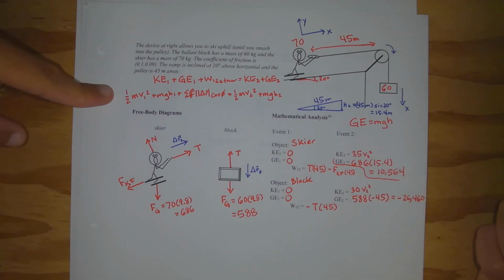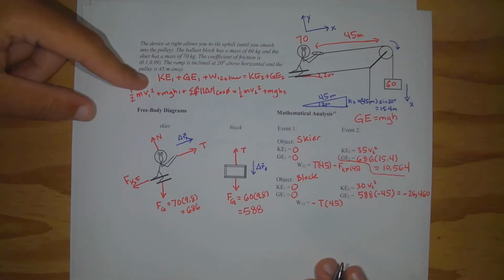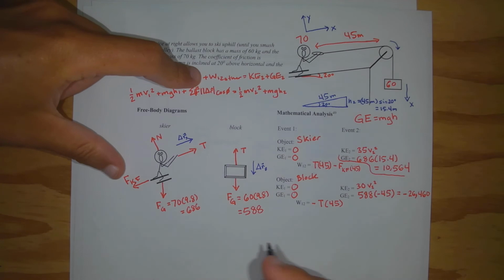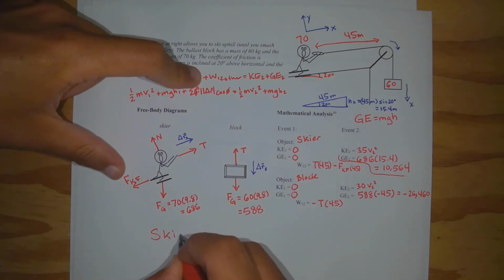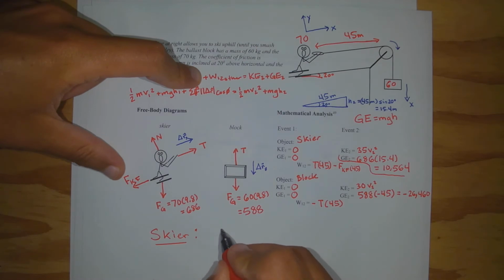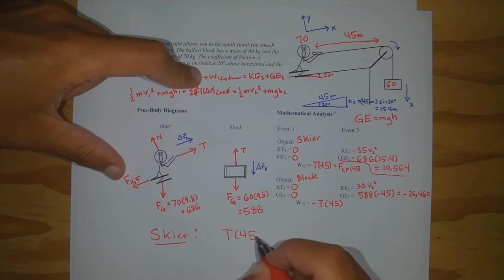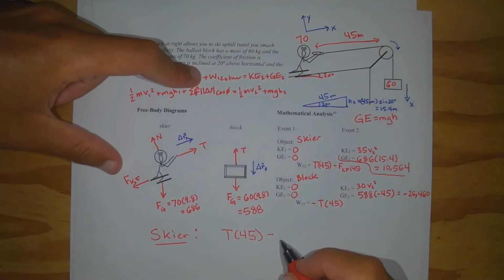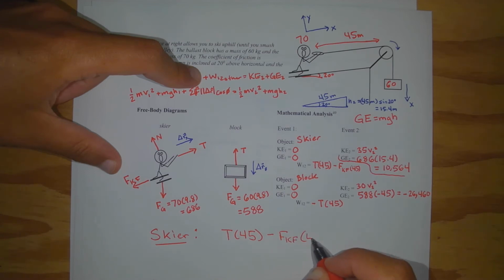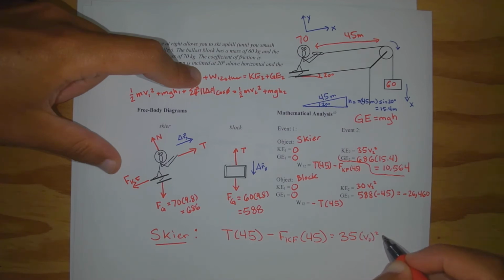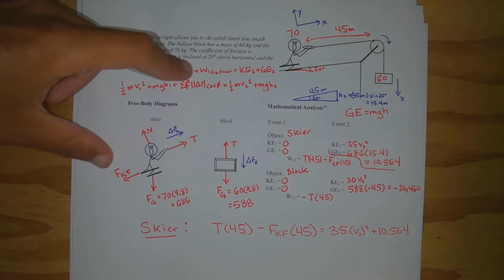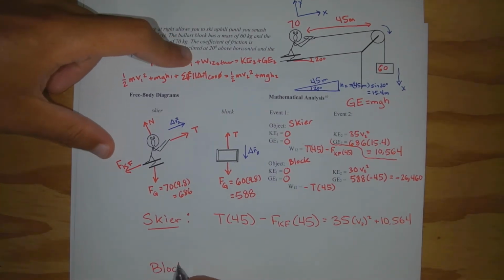Now we're going to do the work-energy relation for the skier and for the block. So I have KE1 for the skier is 0 plus GE1 is 0 plus work done by forces other than gravity for the skier. Let's pull out the 45. No, it doesn't matter. We leave it in. Minus force of kinetic friction. I have to figure out what that is. It is equal to 35 times V2 squared plus 10,564.